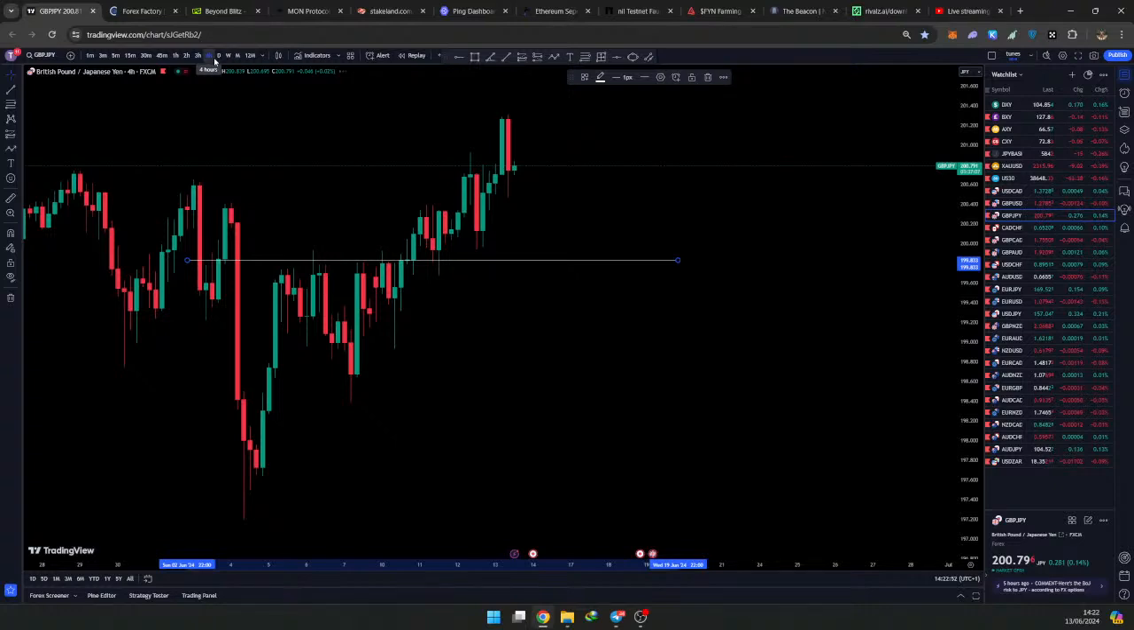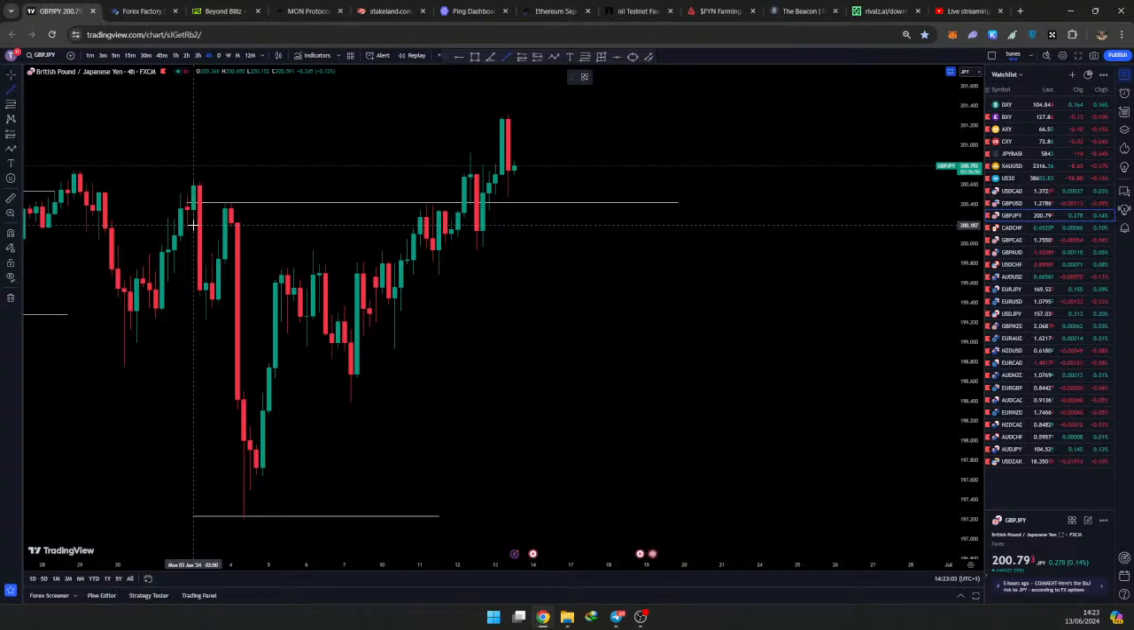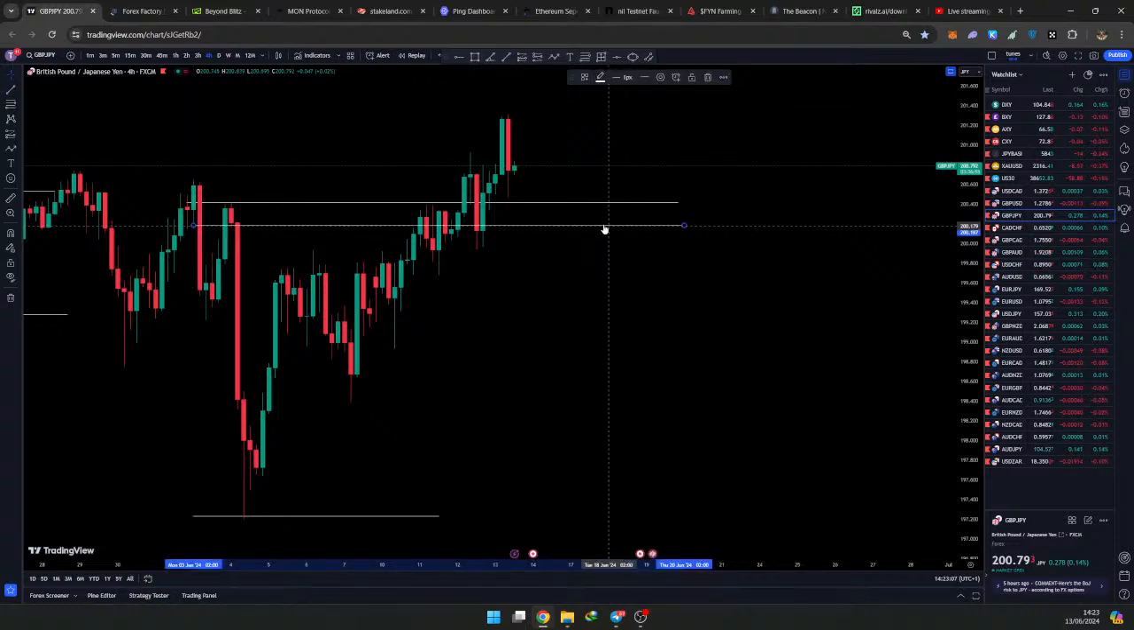I think I can even decide to move that up a bit. So this will be the zone I'll be watching out for a buy on GJ. Something towards this end.